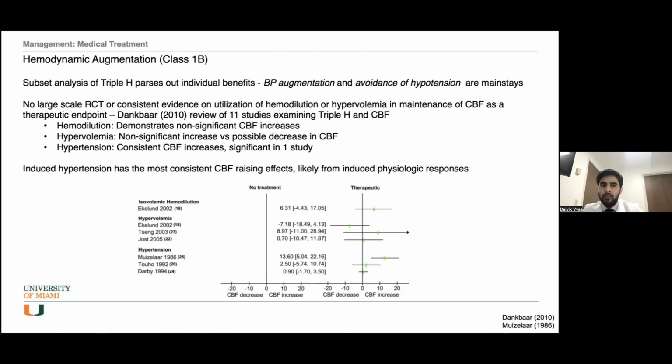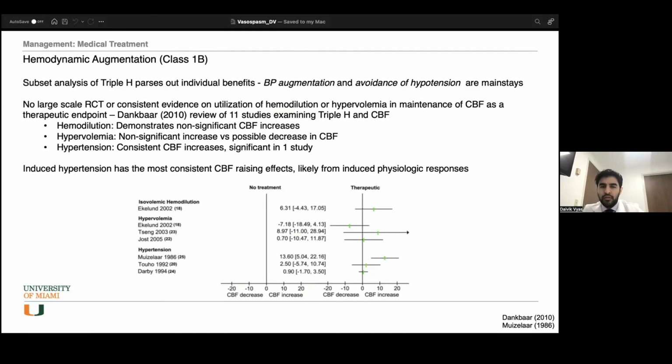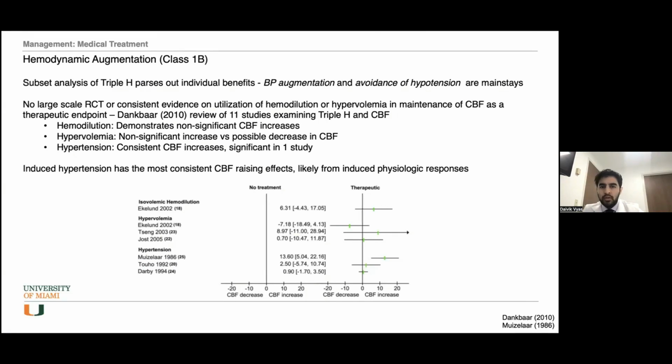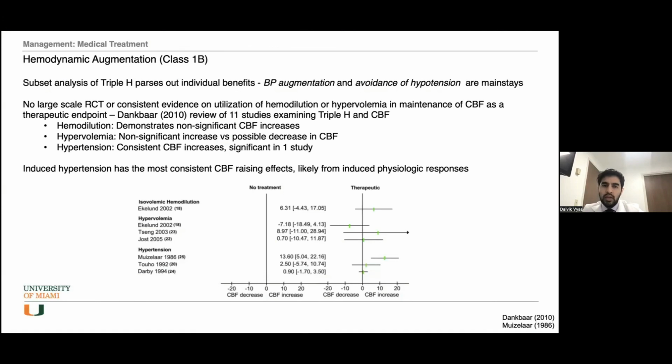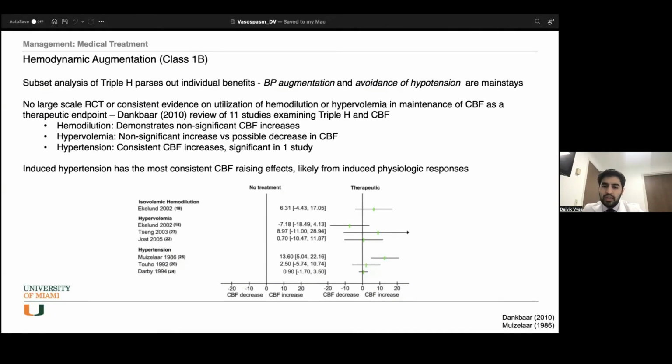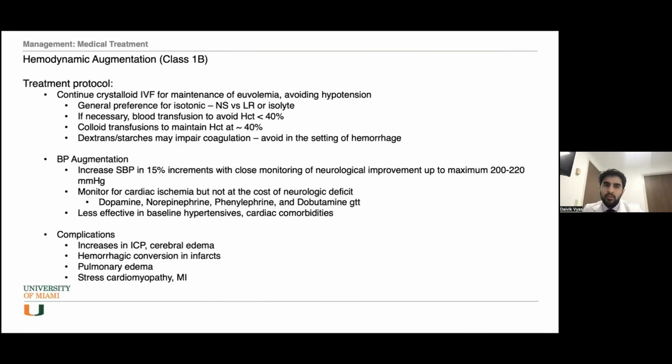And in a systematic review that was done in 2010 of 11 studies that specifically looked at Triple H therapy incorporation, they found that hemodilution doesn't demonstrate significant cerebral blood flow increases independently. Hypervolemia similarly is very equivocal in its treatment. Hypertension, however, consistently will cause a cerebral blood flow increase, and it's known to be significant in one study that was originally published in 1986. So this consistent effect suggests that you want to have induced hypertension in patients that are undergoing vasospasm, and you want to maintain at minimum euvolemia and not have hypovolemia.